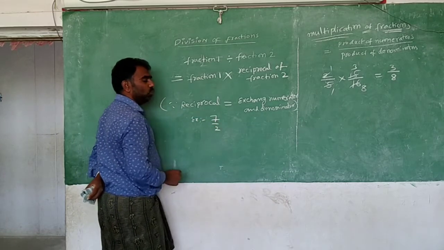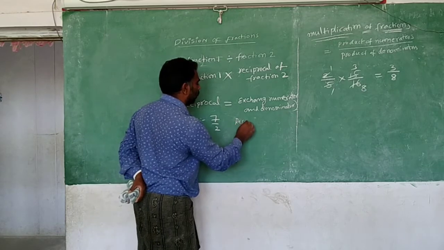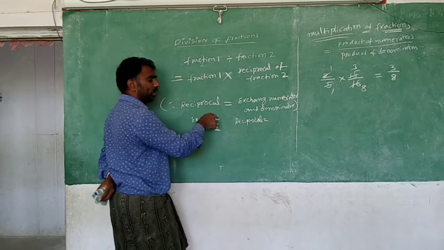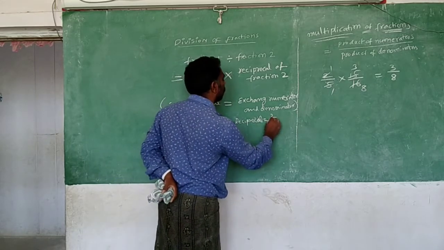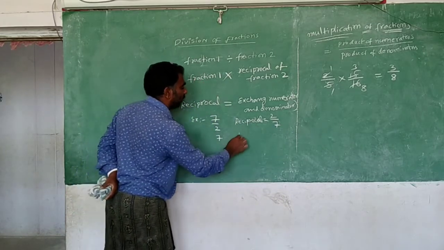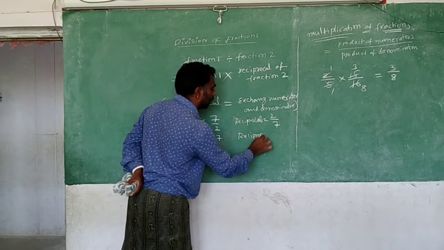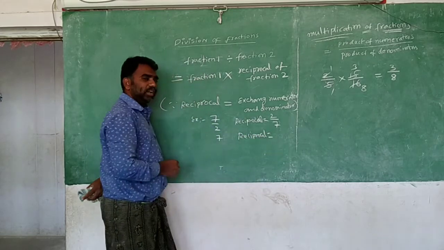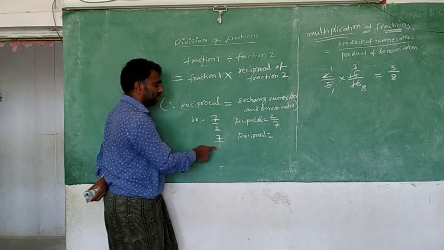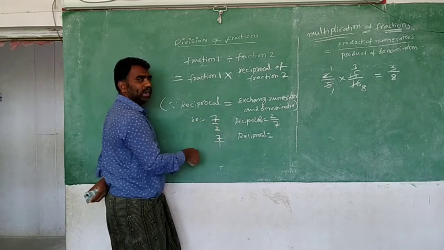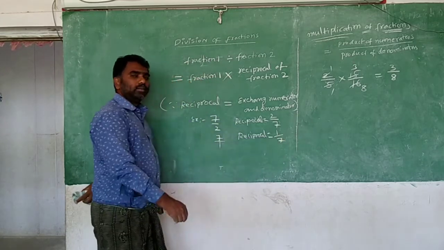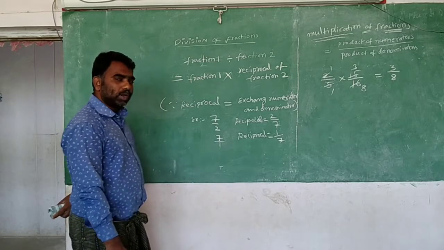Example, 7 by 2 if I give you. What is the reciprocal, you know? Exchange the numerator and denominator. Means the denominator will go up, the numerator will come down. That is 2 by 7. Suppose there is 7. What will be the reciprocal? Here only one thing is there, that's why you write the denominator as 1. This is numerator and this is denominator. Exchange numerator and denominator. So 1 will go up, 7 will come down. So this is called reciprocal.